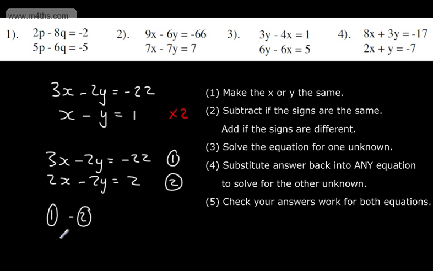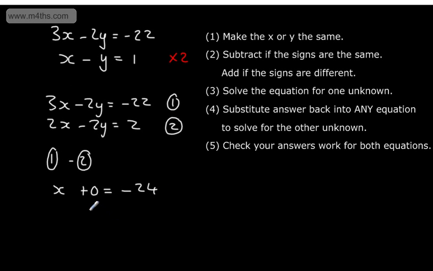3x minus 2x is just x. Minus 2y minus 2y is going to give us 0. And we need to be careful here. We're going to have minus 22 minus 2, and that's going to give us minus 24. So x is minus 24. So let's go ahead and put that in. So we've got, let's write in, x is equal to minus 24.